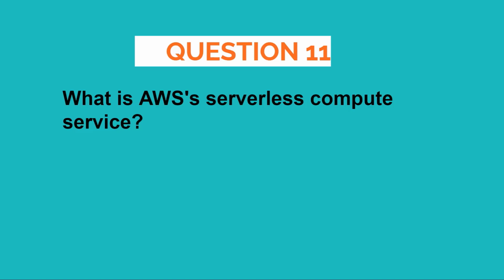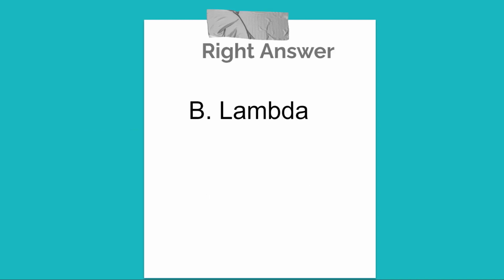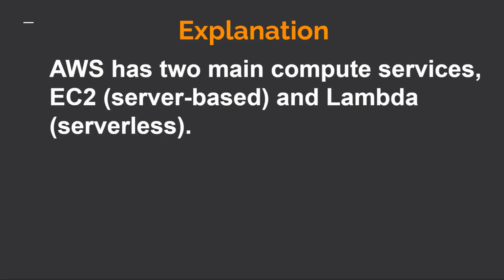Question. What is AWS Serverless Compute Service? Option A, S3, B, Lambda, C, EC2, D, none of the above. Right answer is B, Lambda. Explanation. AWS has two main compute services, EC2, server-based, and Lambda, serverless.